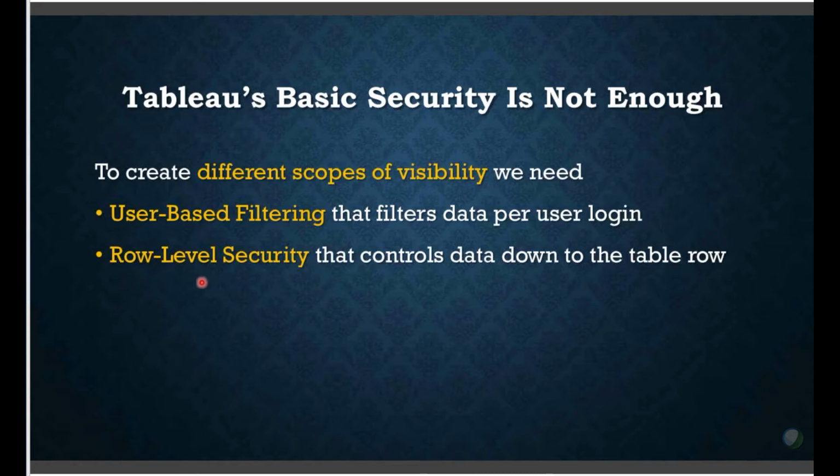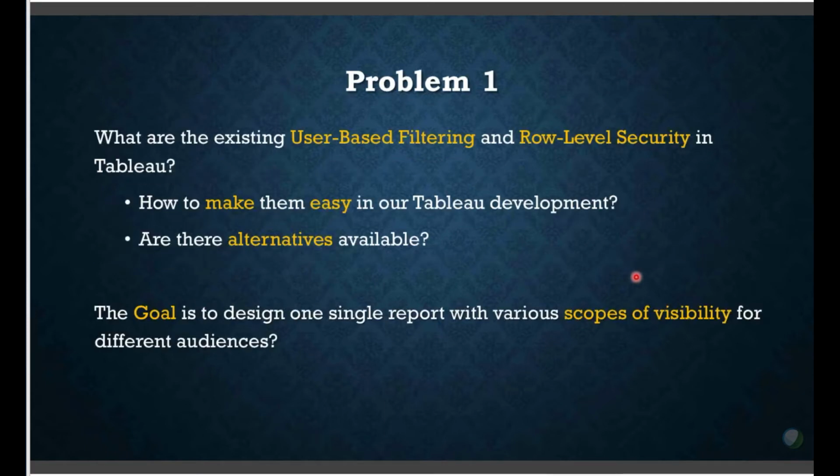And we also need row-level security so that we control the data down to the table row. So our problem is, what are the existing user-based filtering and row-level security in Tableau? How to make them easy for our Tableau development, and are there alternatives available for us to use? And our goal is to design one single report with various scopes of visibility for our different kinds of users, different kinds of groups.